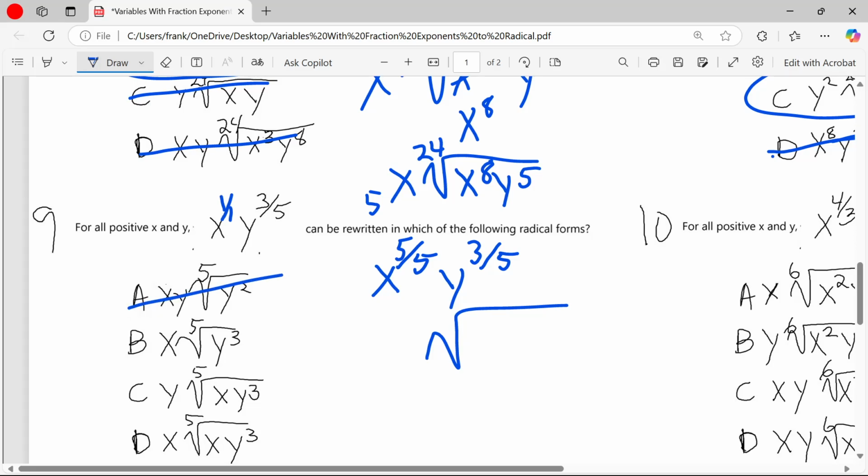So this one's out. B has an x. C has only a y. And D. So the answer could be B or D. I got a 50-50 shot. All right, I'm going to continue.